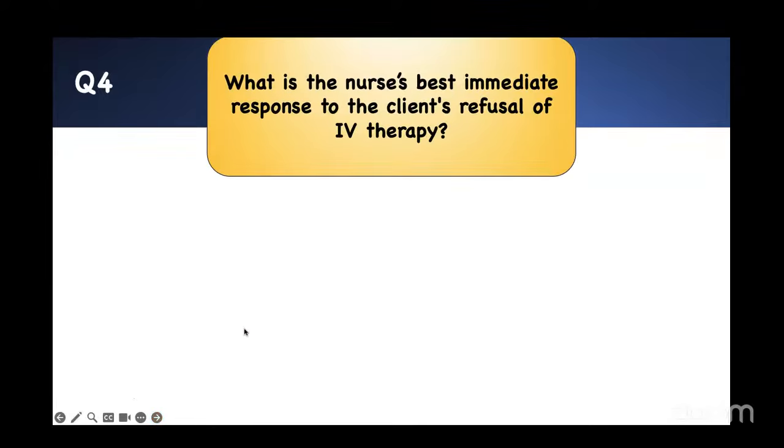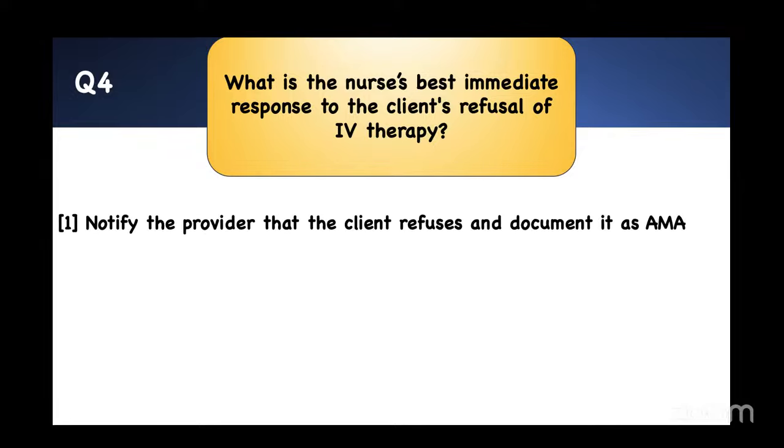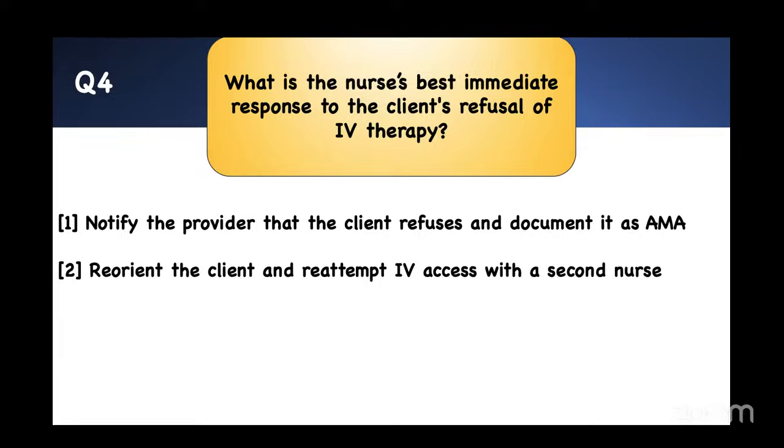We have to investigate. Now, what is the next best immediate response to the client refusal? Now we know he doesn't want IV, he doesn't want IV fluid. So what should you do? I give you a clue. Notify the provider that the client refuses and document it as AMA, leaving. Reorient the client and reattempt IV access with the second nurse.